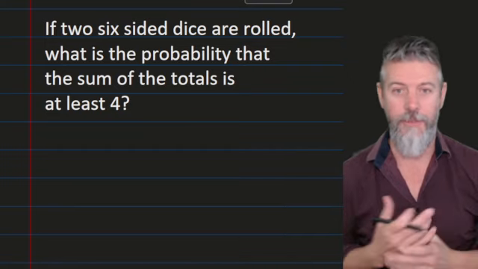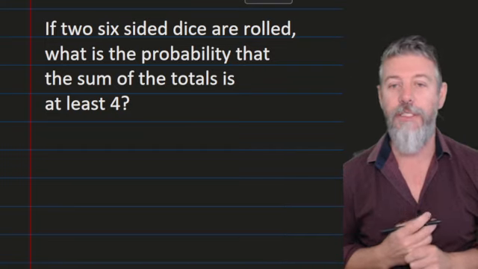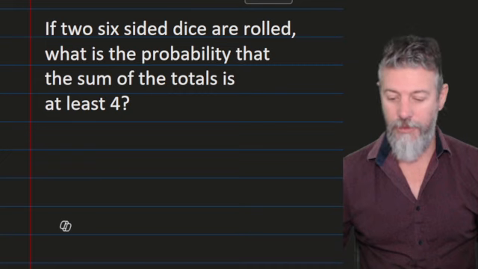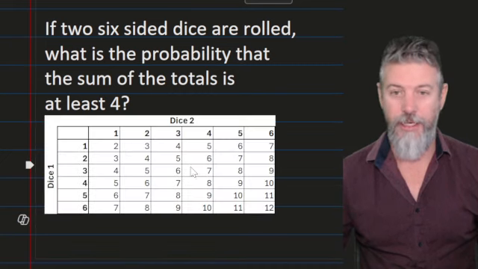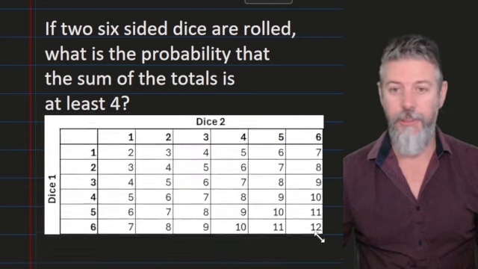So let's look at this question. If two six-sided dice are rolled, what is the probability that the sum of the totals is at least 4? Now, what I did do is a little diagram that shows that. So let's pop that in. So here that is. I'll try and make it a little bit bigger for you.